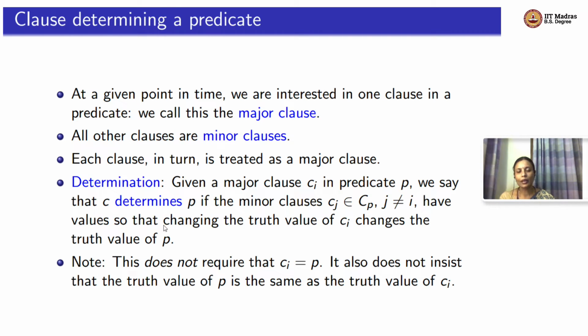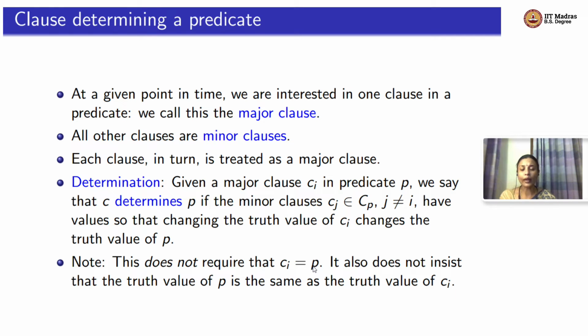Is it clear? So we say, let's take a predicate P. Let's say it has a certain number of clauses. You focus on one clause in that predicate. The clause that we're going to focus on is called the major clause. The rest of the clauses are called minor clauses. We say that the major clause determines the predicate P if the minor clauses take true or false values such that if I change the truth or falsity of the major clause, then the truth or falsity of the predicate also changes along with that. Is this clear?